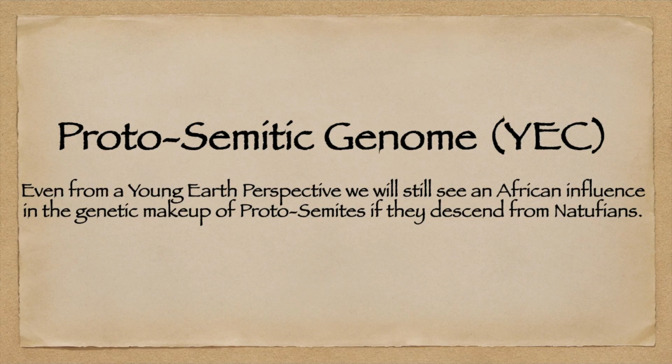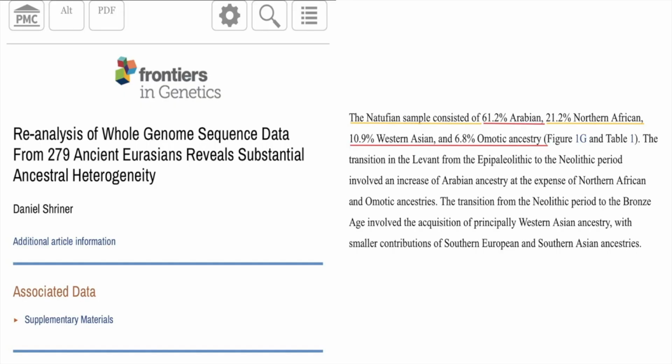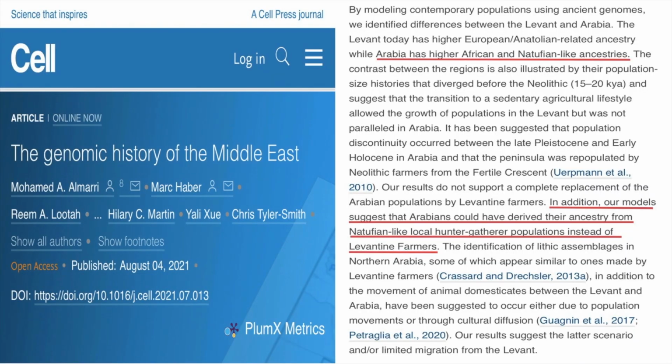So even from a young Earth perspective, I would still see an African influence in the genetic makeup of Proto-Semites if they descend from Natufians. After all, remember their genetic makeup. The Natufian sample consists of 61.2% Arabian and 21.2% North African. So Natufians still had some African DNA, North African or Ibero-Maurusian. And they had 10.9% West Asian and 6.8% Omotic ancestry, which is another African population. So keep in mind, again, with the genomic history of the Middle East, they say Arabia has higher African and Natufian-like ancestries. So just keep this in mind.